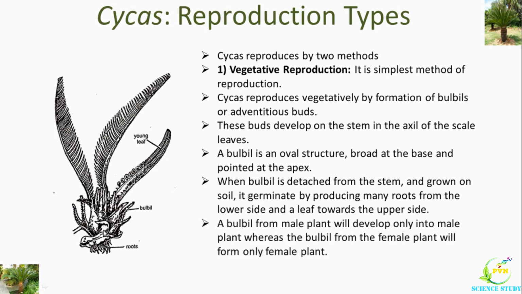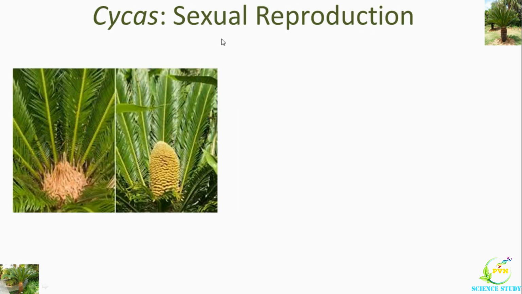Dear students, as we know, the Cycas plant has two types. One is the male Cycas plant and the other is the female Cycas plant. So when a bulbil from a male plant is detached, it develops into a male plant, whereas a bulbil from a female plant will form only a female plant. So with this we have completed vegetative reproduction. Now we will study the sexual reproduction of Cycas.